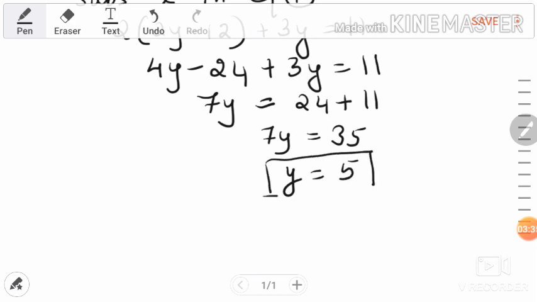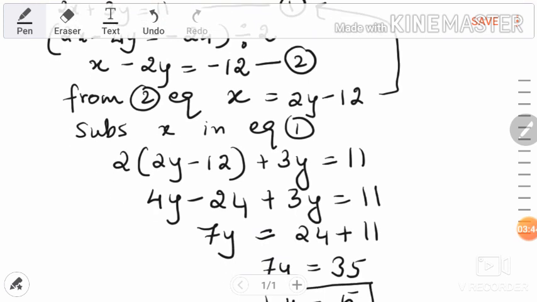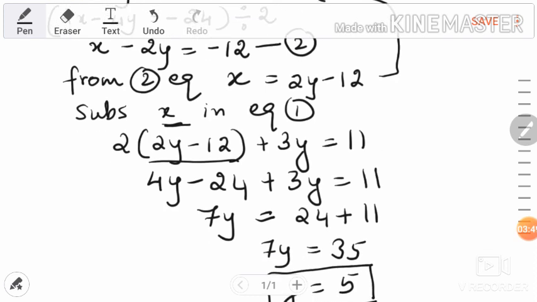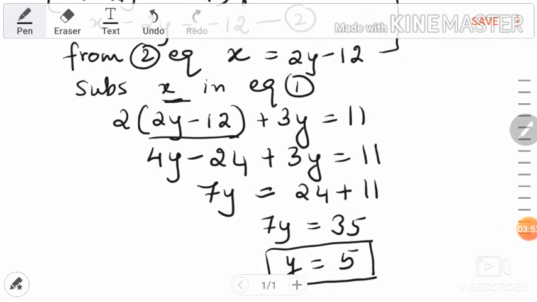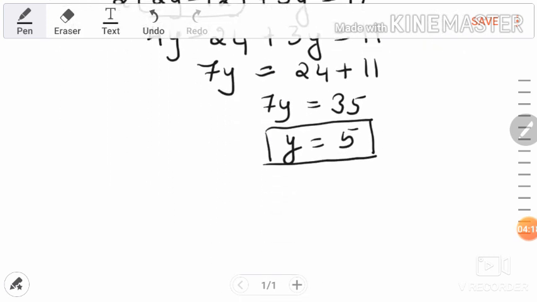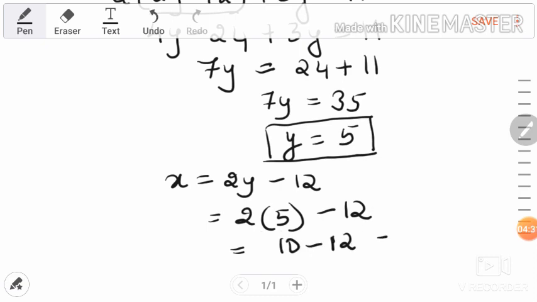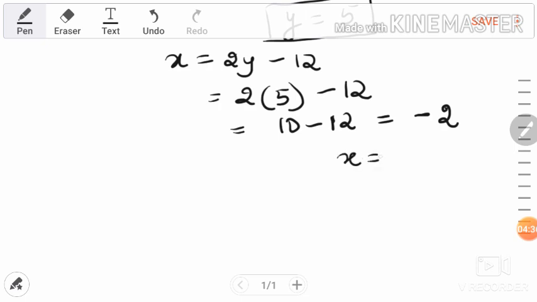So we get the value of one variable. On substituting the value of x in equation 1, this equation reduces to an equation in one variable, and then we have solved. Now substitute the value of y in the third equation. So x is equal to 2y minus 12 will be equal to 2 times 5 minus 12, 10 minus 12, and that is minus 2. So the value of x is minus 2.